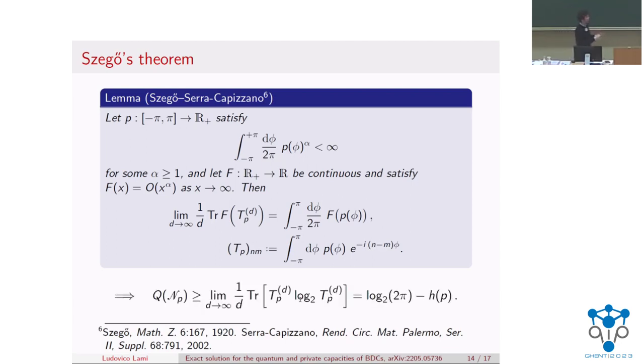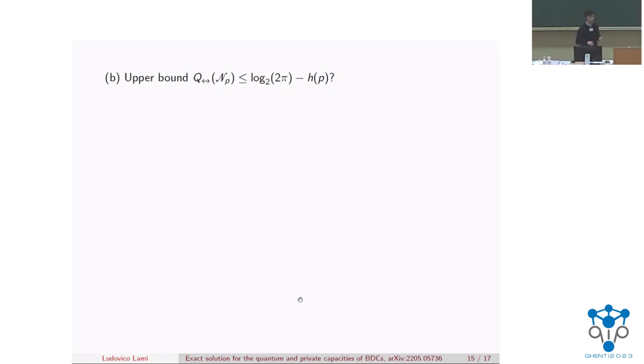Okay, so in this way you can take the limit very easily in the disentropic formula, and you get exactly what we were looking for. That's kind of what's going on here. So what about the upper bound?